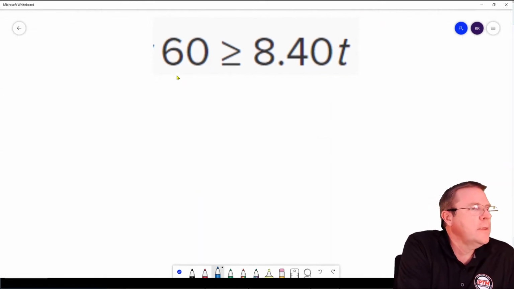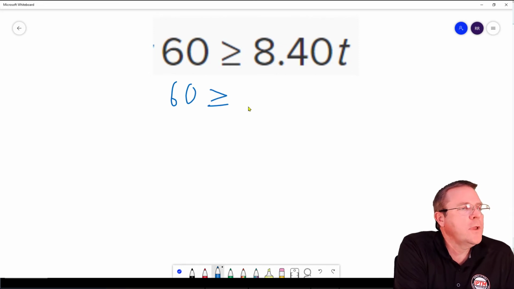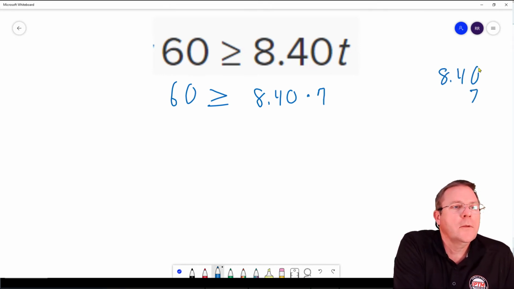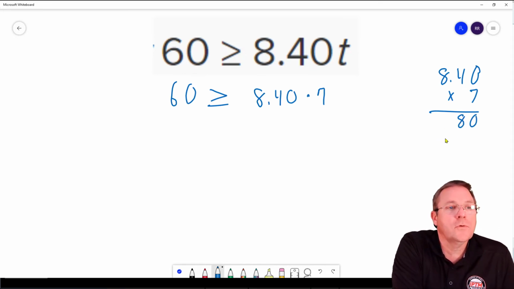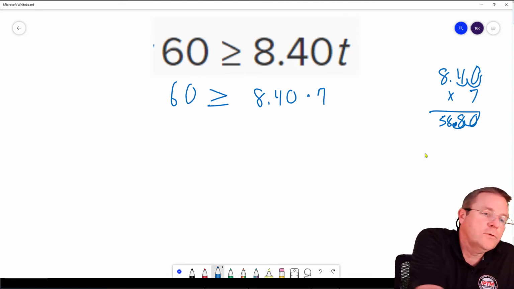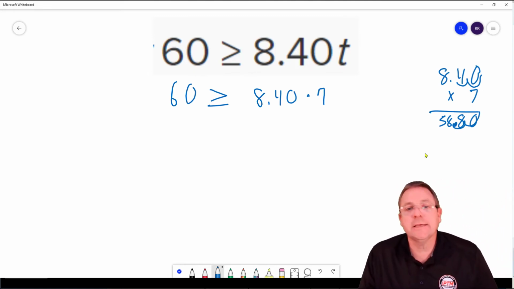So I'm going to take my pen. I'm going to do 60 is greater than or equal to 8.40 times 7. Come off to the side and do my grunt work. 7 times 0 is 0. 7 times 4 is 28. 7 times 8 is, let's see, that one always gets me, 56. 56 plus the 2 is going to give me 58. And then from there, the decimal, 1, 2, 1, 2, so that's going to be $58.80. That amount is less than $60.